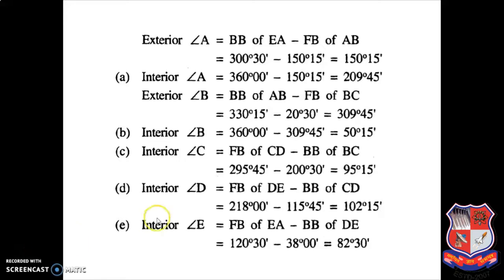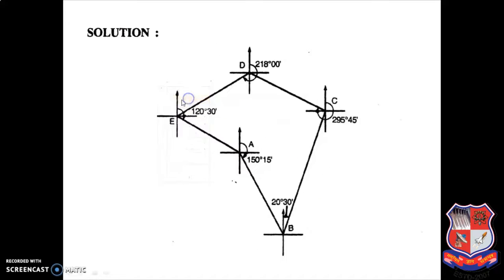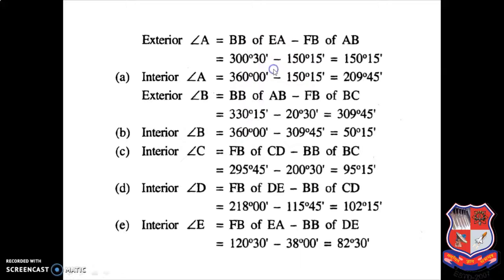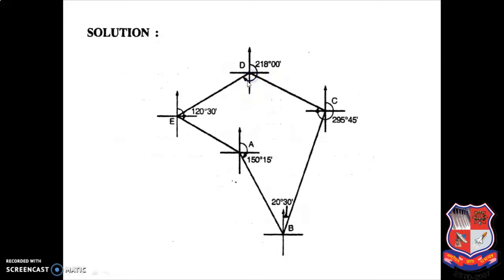So angle D, as I told you, how to calculate? Fore bearing of DE minus back bearing of CD. Fore bearing is given 218 degree minus 115 degree 45 minute. You will get your answer 102 degree 50 minute. Here again, you can see your angle is formed inside the traverse. This is the 218 degree minus 115 degree 45 minute, from here up to this survey line. So again your angle is formed inside the traverse.